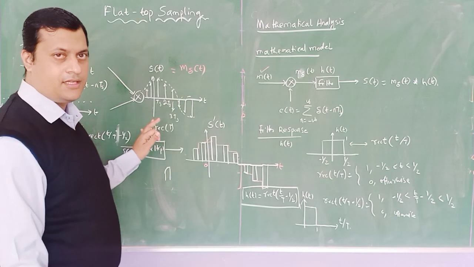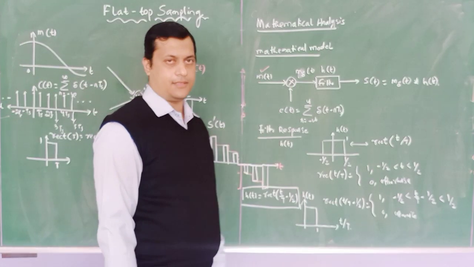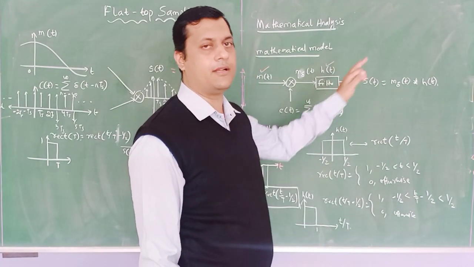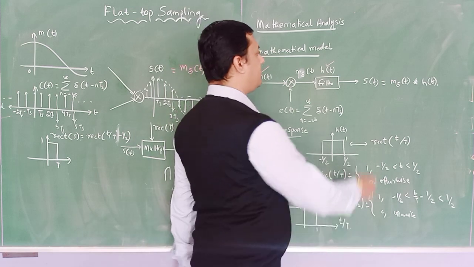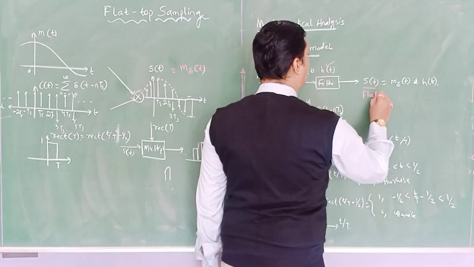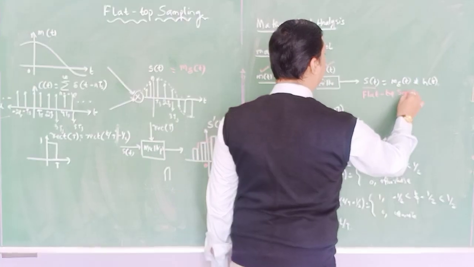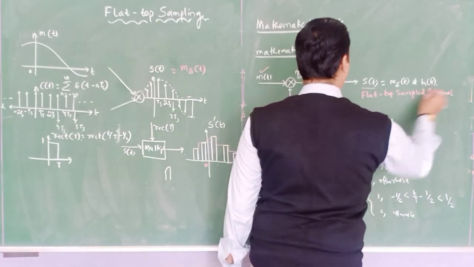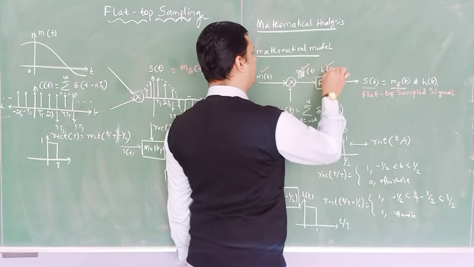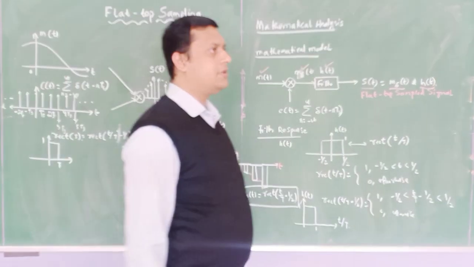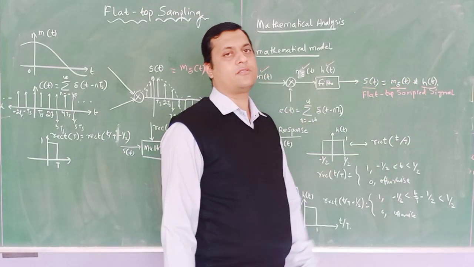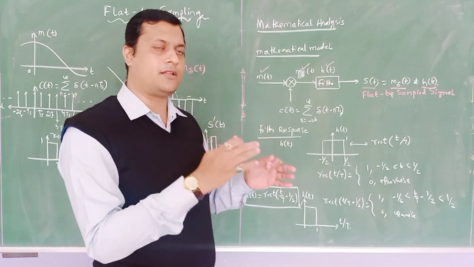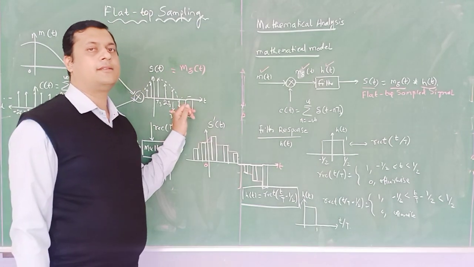It is a simplification, but in the practical case, it is nothing but a filter. The filter has a certain response h of t. Depending upon this response, we will get our flat top sample signal. So s of t is the flat top sample signal, which is m delta of t convolved with h of t. First of all, we need to design this h of t so that the rectangular function will multiply position to position with respect to the instantaneous sample signal.